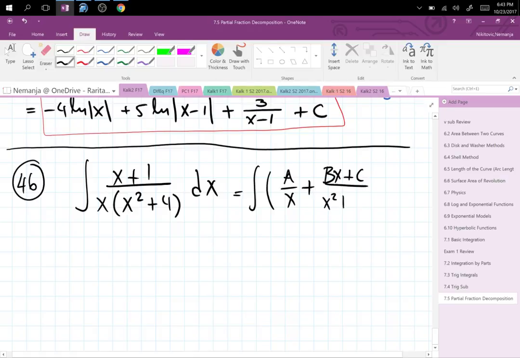Do we all have the same setup? The same setup? All right, great. So keep working on the partial fraction. Just wanted to check in real quick.